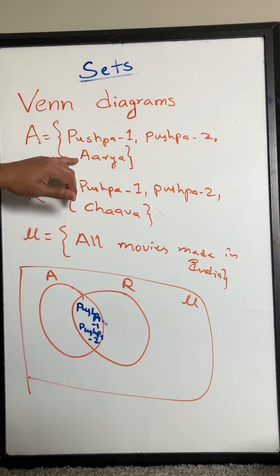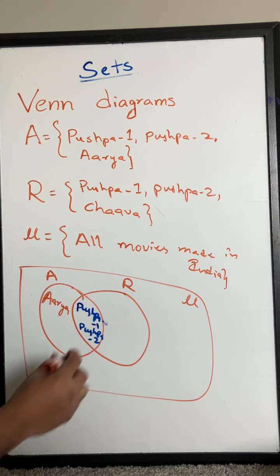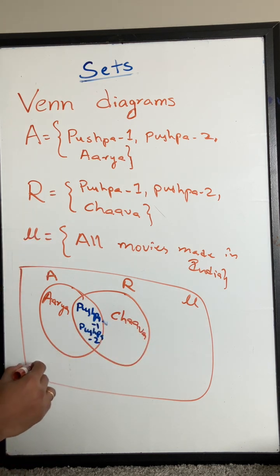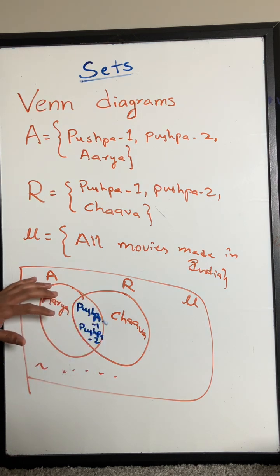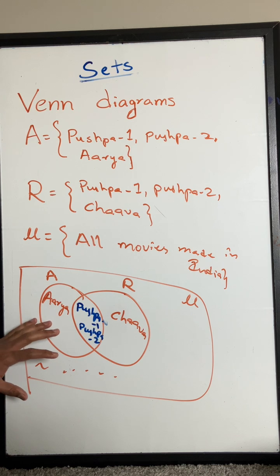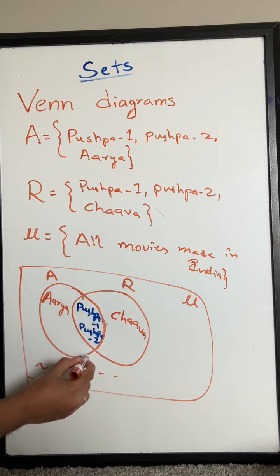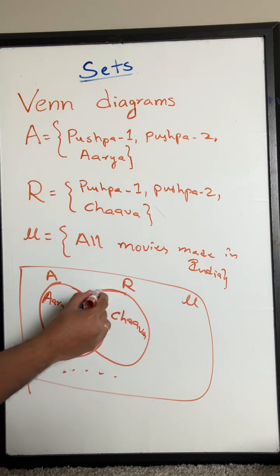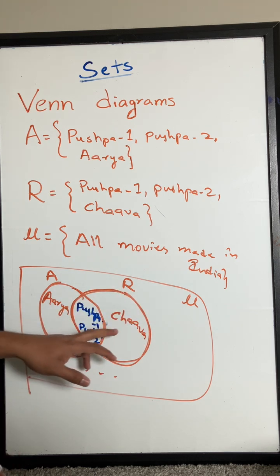Whereas Allu Arjun also acted in Arya and Rashmika acted in Chava. All other movies you can write here. I am considering only two sets, Allu Arjun's and Rashmika's movies, so that's the reason I created two sets. If you look at Allu Arjun, Pushpa 1 and Pushpa 2 are inside his circle, his set. And if this circle represents Rashmika's movies, Pushpa 1 and Pushpa 2 are inside this one too.